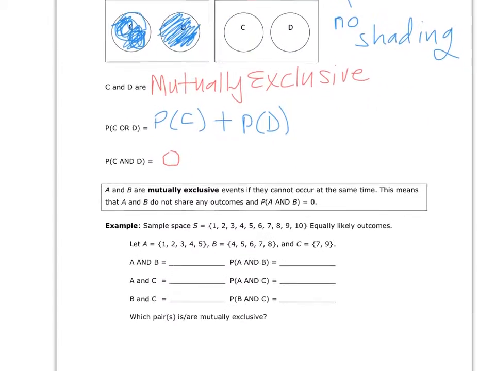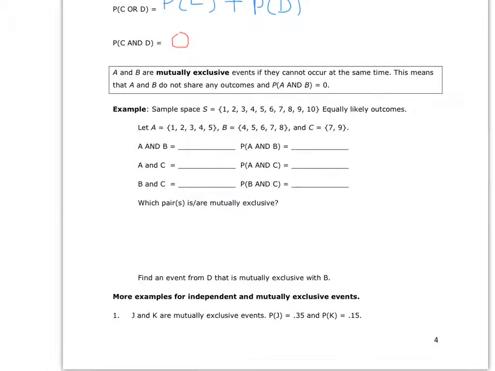Okay, so let's formally look at the definition of mutually exclusive. If A and B are mutually exclusive events, that is, they cannot occur at the same time, that means that A and B do not share any outcomes, and the probability of A and B is equal to 0.